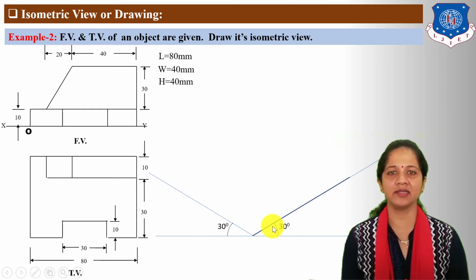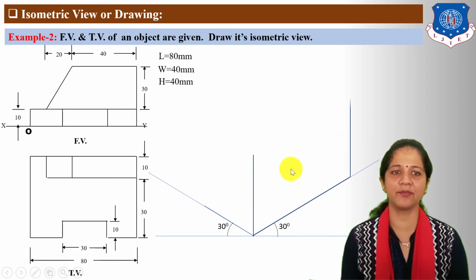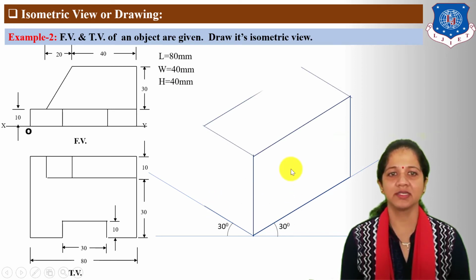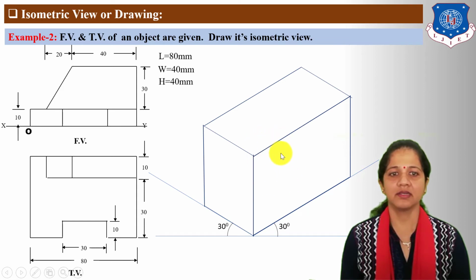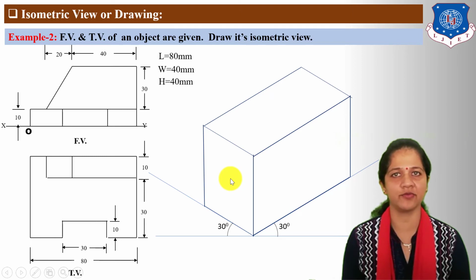Take maximum length 80 mm on x-axis. Take maximum width 40 mm on z-axis. Next draw y-axis and take maximum height 40 mm on y-axis. Next complete 3D box. Here this face indicates front face, this face indicates top face and this face indicates left hand side view face.